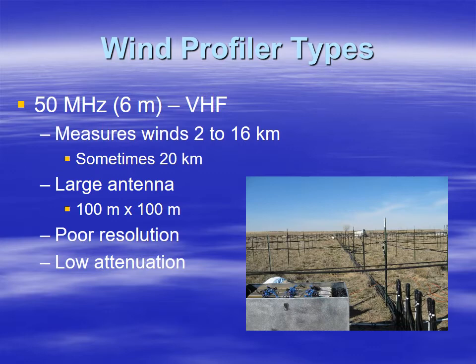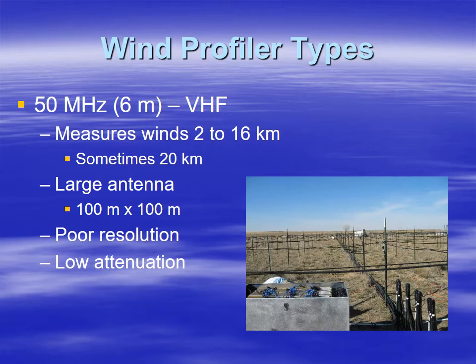Specifically, great distances between 2 to 16 kilometers. So it can go up through the troposphere and even into the lower stratosphere, believe it or not. It's not uncommon for these types of radars to be measuring winds up at 20 kilometers, which is well into the stratosphere, the middle of the stratosphere.